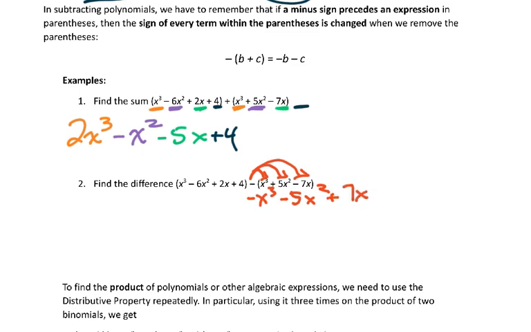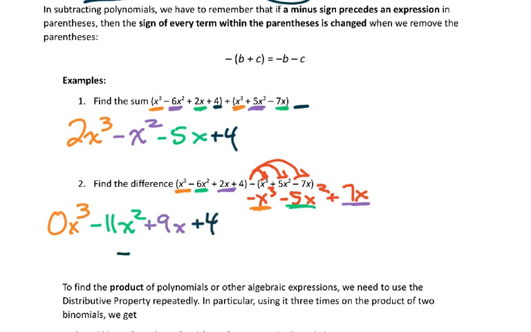Now, let's look at our degrees. We've got an x cubed and a minus x cubed. Whoop, they will cancel, so I will have a 0x cubed, and you don't even need to write that down. Squared terms, I've got a negative 6 and a negative 5, which is a negative 11x squared. Then I have a plus 2x and a plus 7x, which will give me a plus 9x. And finally, that little 4 by himself. So it's negative 11x squared plus 9x plus 4.